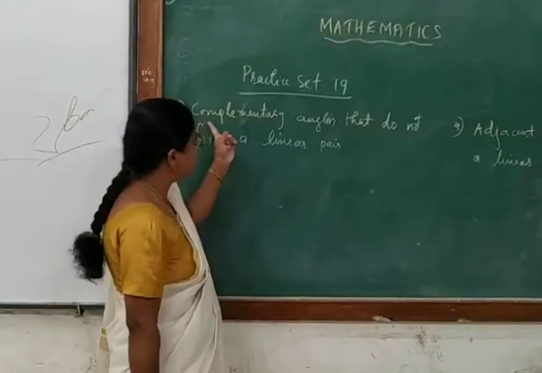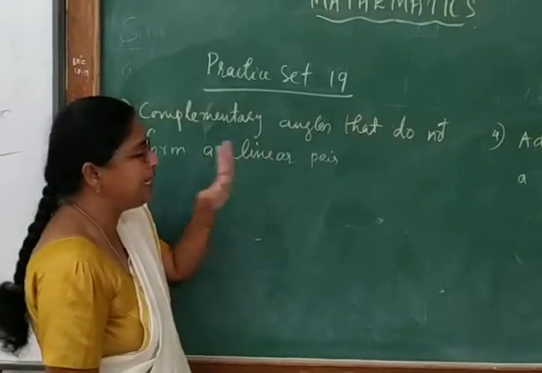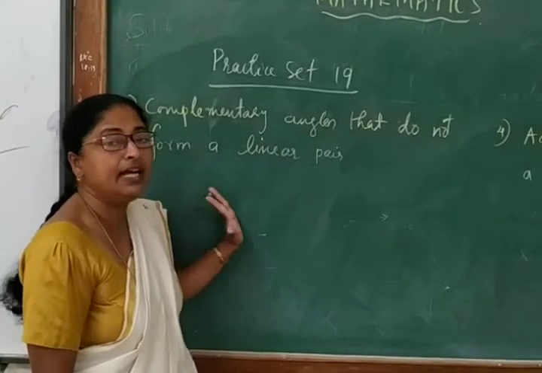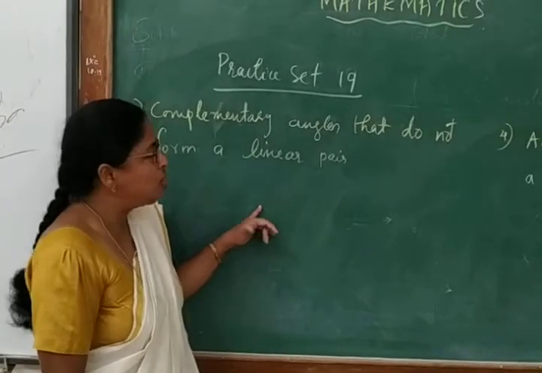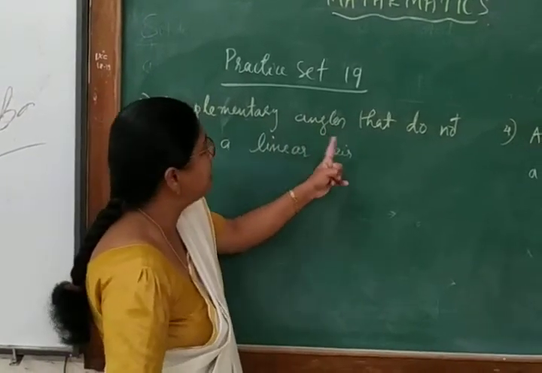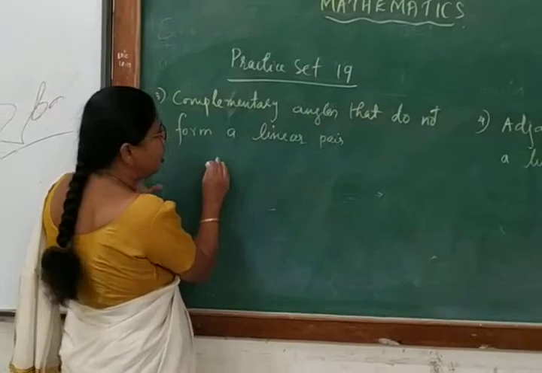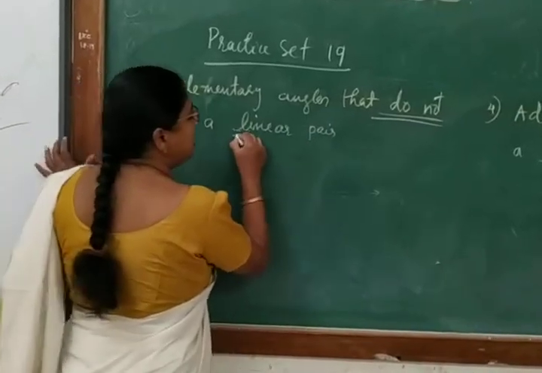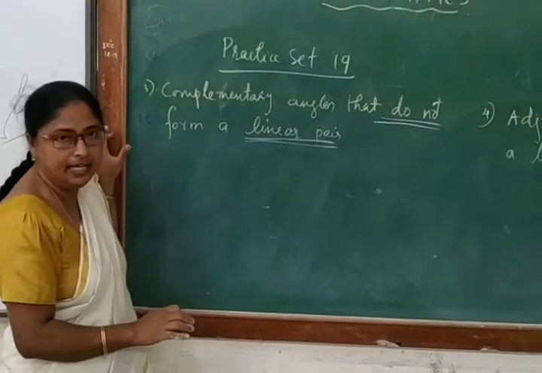Okay, question number 3 is complementary angles that do not form a linear pair. Everybody knows complementary angles total will be 90 degree only, and linear pair means their total should be 180 degree. So 90 degree will never become 180 degree. So complementary angles cannot be linear pair. So we cannot draw if the question is if they are linear pair.